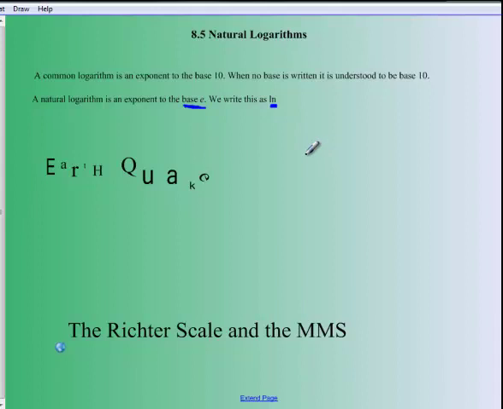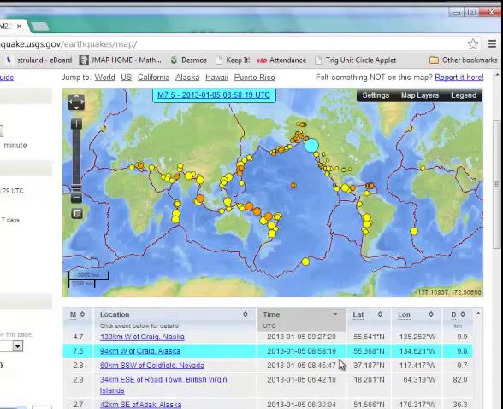But I want to take one second to go aside and talk about earthquakes. You've heard earthquakes referred to on the Richter scale. An earthquake was a 6.1 on the Richter scale. Scientists are turning to a newer scale, the MMS scale, which I'm not really that familiar with, so I'm going to keep to the Richter scale and just tell you how that's used. So we're going to go to a cool little website.